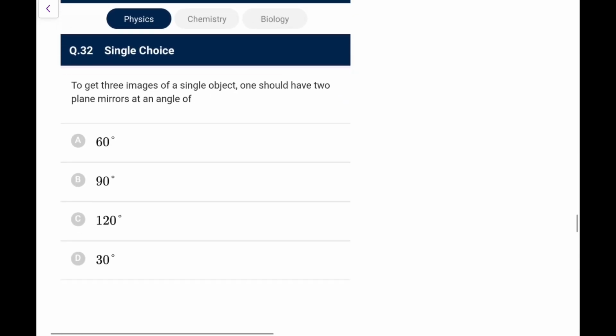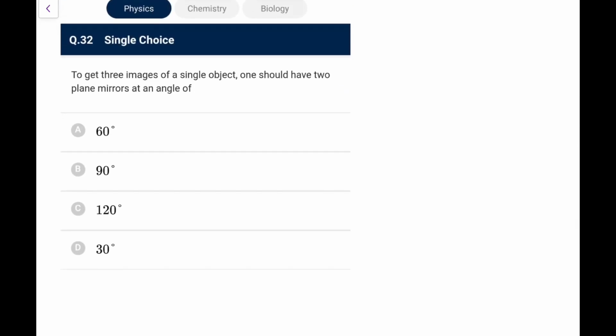Next one, to get 3 images of a single object, one should have 2 mirrors at an angle of. We just remember, if it is at 120 degree, 360 by 120 gives me 3, so the number of images in this case will be 3. So go for option C here, 120 you can have 3 images.